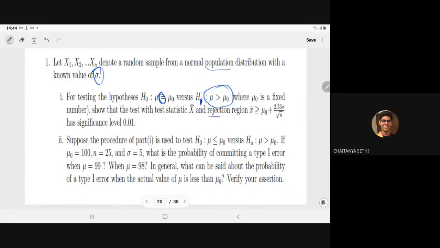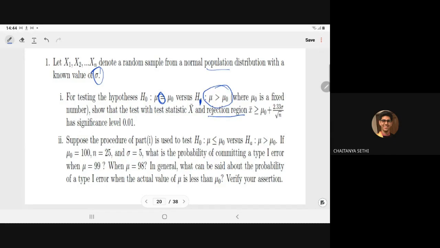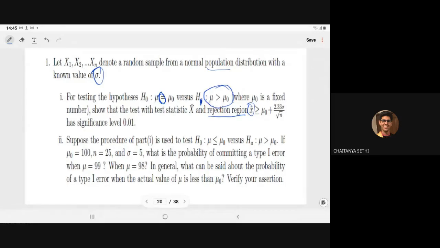So reject, this is the rejection region. Rejection region means the region in which we reject the null hypothesis. It means if the sample mean is more than mu naught plus 2.33 sigma upon root n, then we reject H naught. This is also known as the rejection region or critical region.